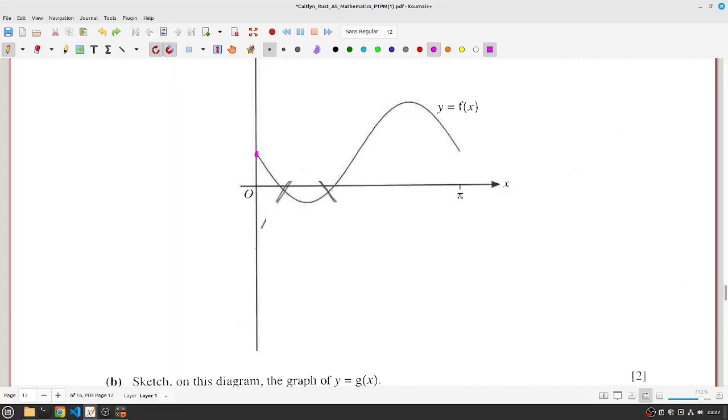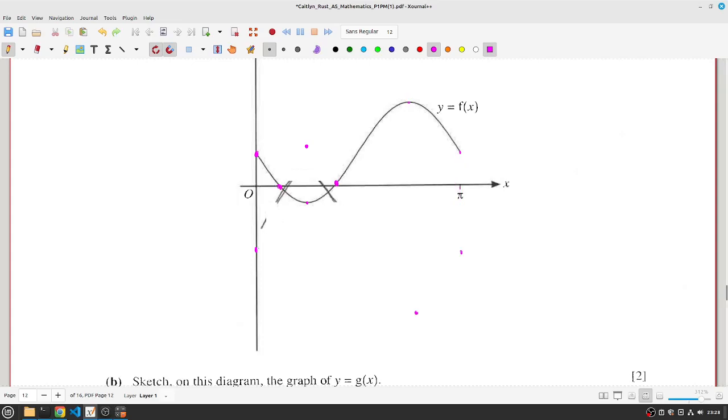So double that distance. This value, 0, times negative 2 remains 0. This value, whatever that was, we're going to take this distance, double that to the other side. So we'll get something like this. 0 again times negative 2 remains 0. And whatever this value was, double that distance in the other direction, so somewhere there. And again the same here, double that in the other direction, so somewhere there.